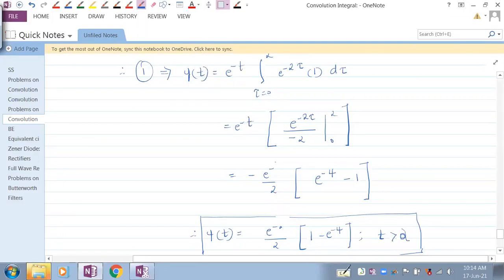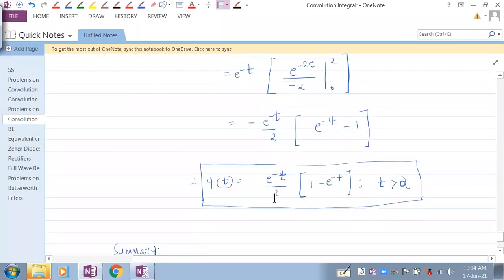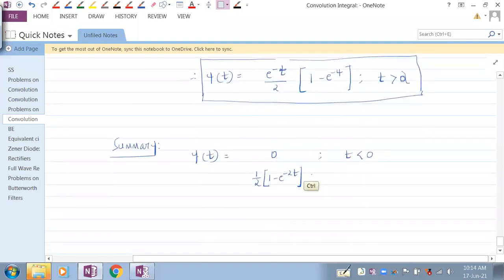So you have to just refer to equation 1 every time, and this is how it is going to look. Fine, so that's why in the summary we have this: for t greater than or equal to 0 and less than 2, fine, and this is half 1 minus e power minus 4 e power minus t for t greater than 2. So this is what your y of t is.